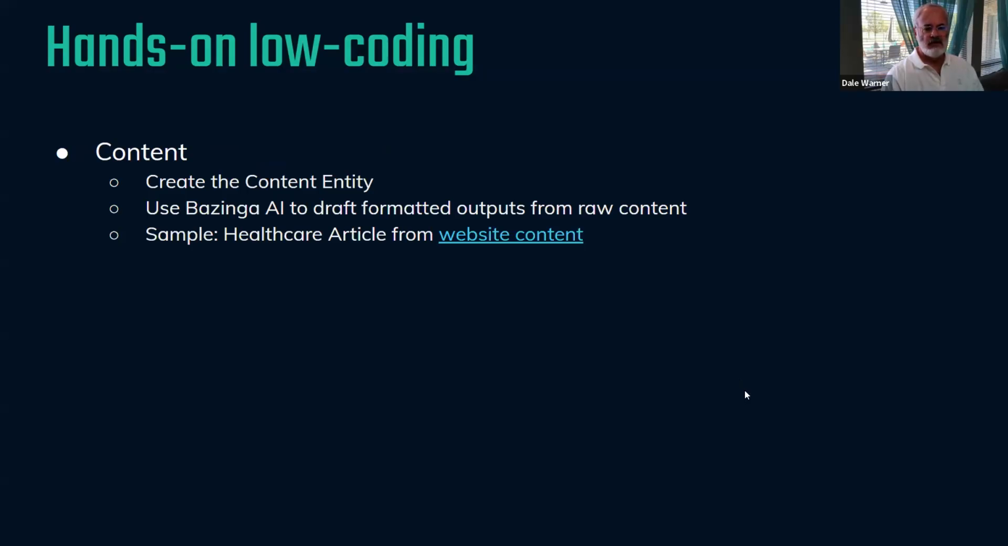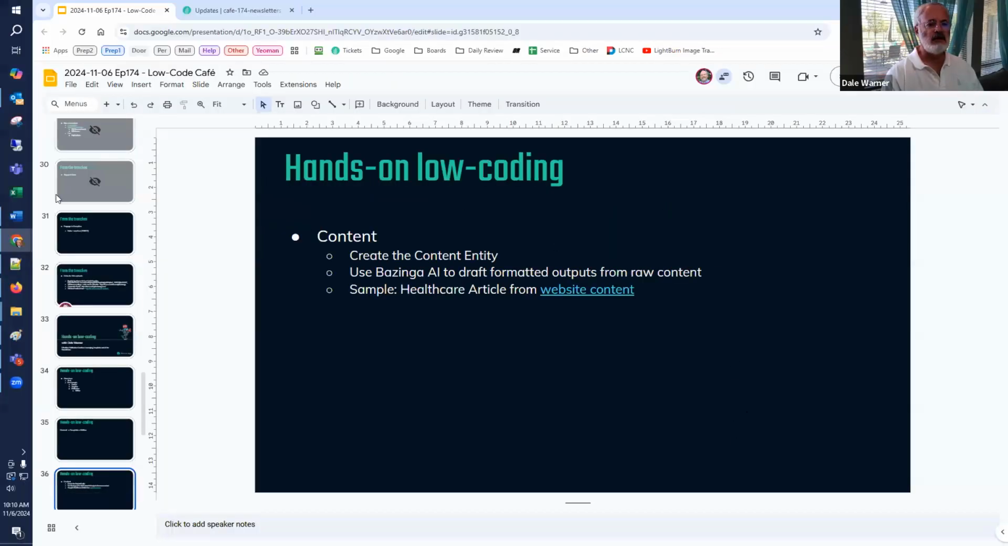What we will do in this step is we've got a Plantain app application. We're going to create a content entity, and then Plantain app has a product. We've talked about it before. It's Bazinga AI, and we're going to use that to draft some formatted outputs from raw content. So we're going to use Bazinga to help us write what we're going to put. It'll be drafts. We're going to have to adjust them, make them say what we want them to say, but using AI to do some of the work. And so we will do that using a healthcare sample from website content off of our website.